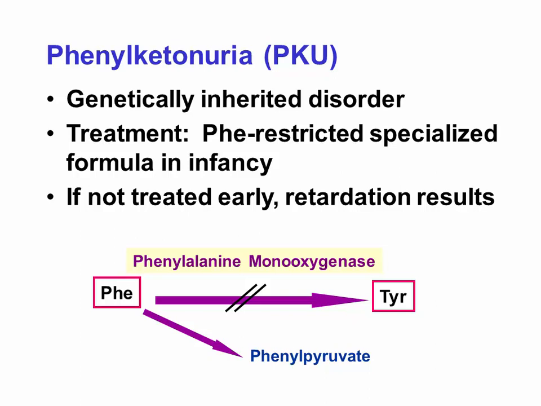But anyway, it is a problem of the buildup of phenylalanine and phenylpyruvate that cause retardation and delayed development in infants. So the way that we treat it is to provide a phenylalanine restricted specialized formula in infancy to basically reduce and minimize that. So you're supplying all of the essential amino acids except phenylalanine in a formula, and then they get a little bit from natural sources from infant milk, as typically is how it works.